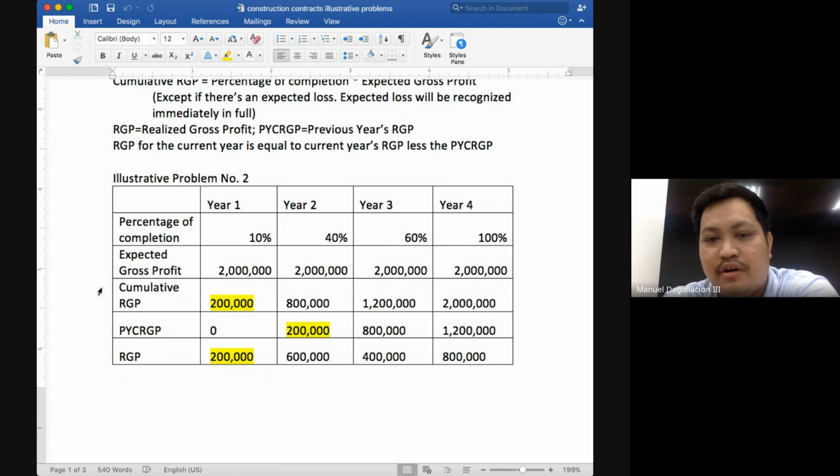Have we finished year 4? 100% times 2 million. The amount you've earned is already 2 million. How much is the previous year's cumulative RGP? 1,200,000. What's the breakdown of the 1,200,000? 200 in year 1, 600 in year 2, and 400 in year 3. So total of 1,200,000. Total to be earned, 2 million. Total reported already, 1,200,000. How much are you going to additionally report this year? Only 800,000. Okay, so with that, the second problem should be completely filled out already in your hands.